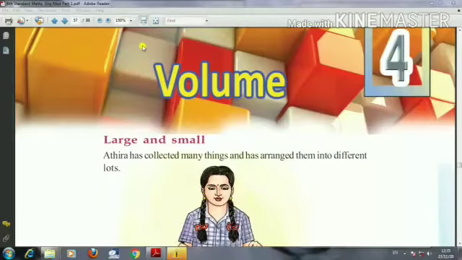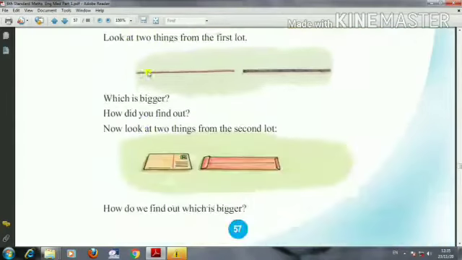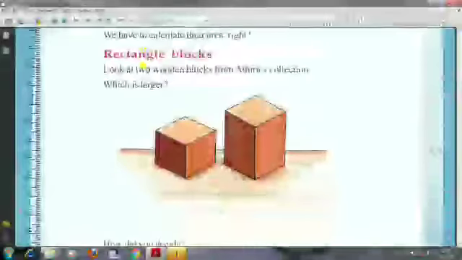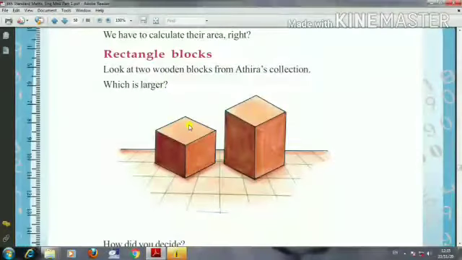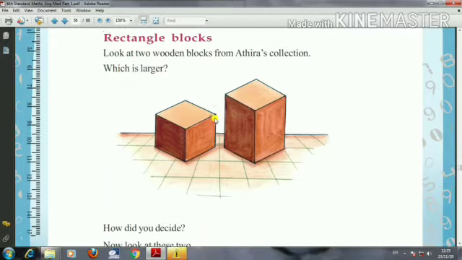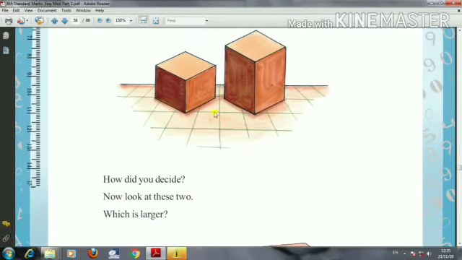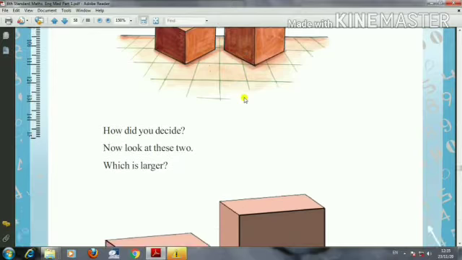Dear students, once more welcome to our math class today. Ours is a new chapter, 6th standard, 4th chapter, volume. Let's look at what volume is. You can see a picture here. What can you see in the picture? Two blocks are here. Which one is larger? Clearly we can say the second one, that is the right one, is larger than the left one.